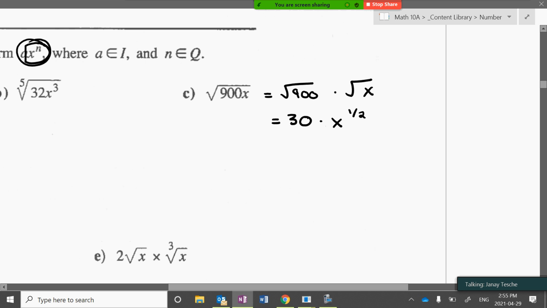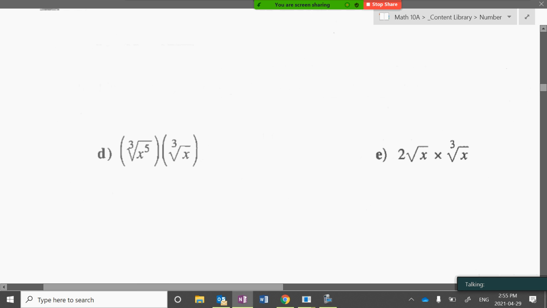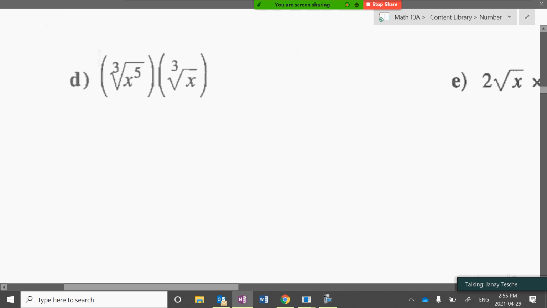Is that one okay? Let's look at D. In this one, let's rewrite them both as exponents. So the first one's going to become x to the power of 5/3 times x to the power of 1/3. I'm multiplying two numbers that have the same base, so I can add my exponents, which gives me 6/3, which I can just reduce to 2.